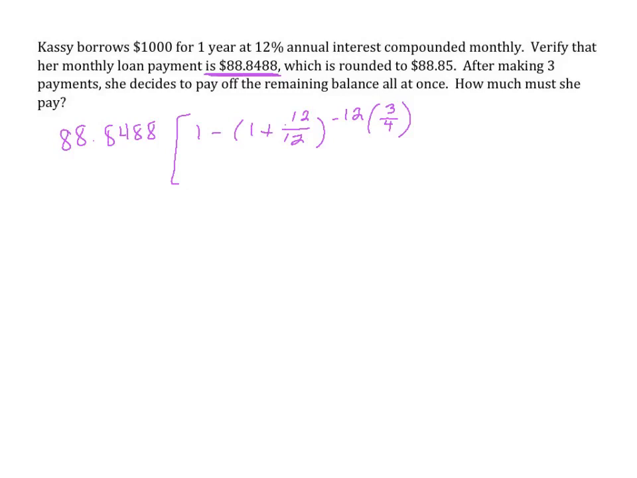I'm sorry, she's got 9 months left to pay. 9 plus 3 is 12. So 9/12 of the loan left is equivalent to 3/4 of the loan left. Divided by 0.12 divided by 12.